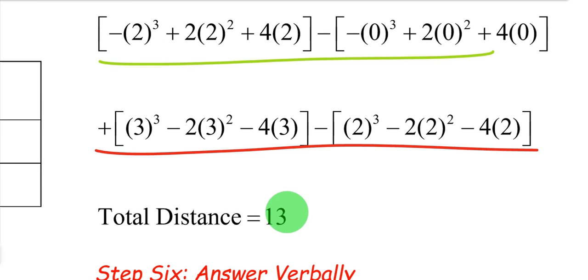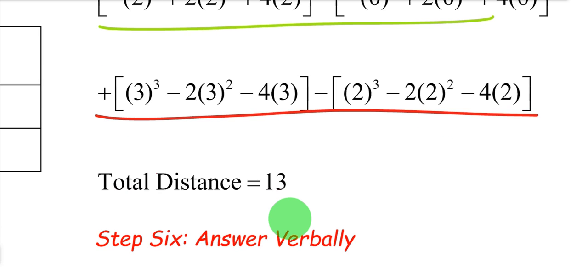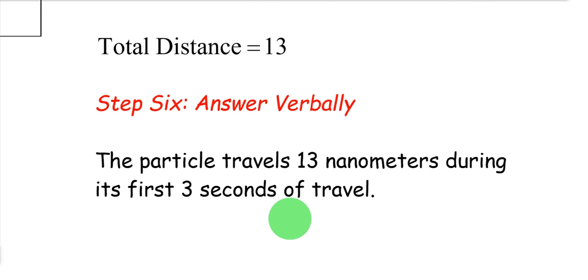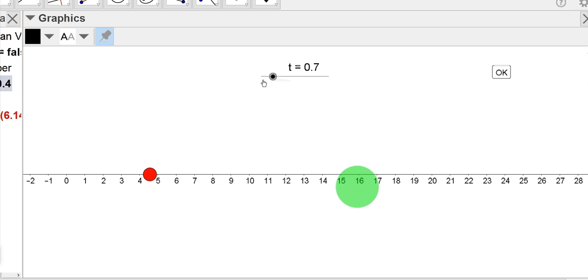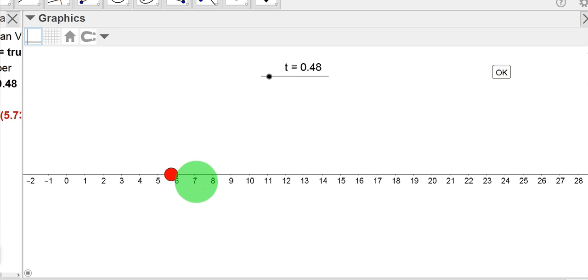Do some number crunching. Just crunch all these numbers up, and you're going to get 13, which again is the total area under the curve of the speed function, what we'll look at in just a second. So verbally, the particle travels 13 nanometers during its first 3 seconds of travel, which we already saw when we looked at the simulation, right? If we go back and look, it moves 8 nanometers to the left, and then it's going to end up moving 5 to the right. 8 plus 5 is 13. That's going to give us its total distance traveled from 0 to 3.